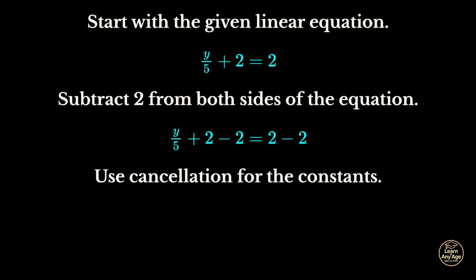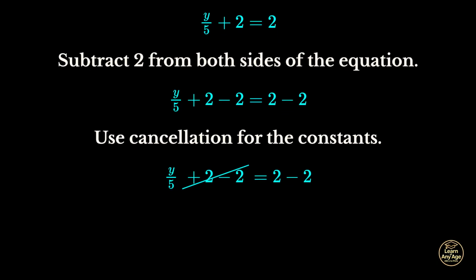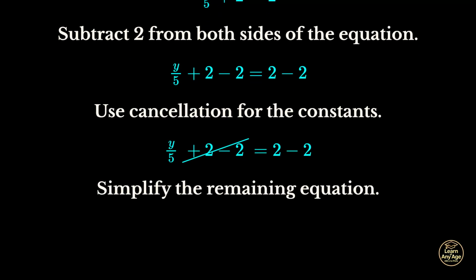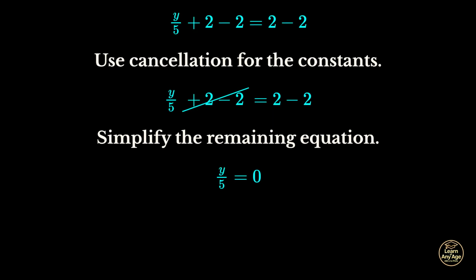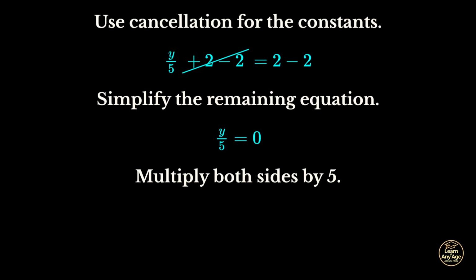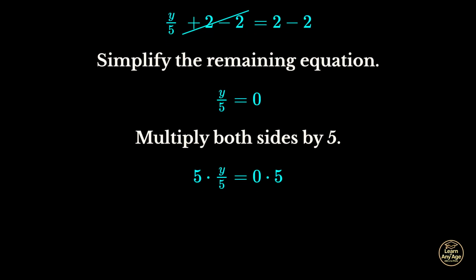Use cancellation for the constants. Y over 5 plus 2 minus 2 cancelled out equals 2 minus 2. Simplify the remaining equation. Y over 5 equals 0. Multiply both sides by 5. 5 times y over 5 equals 0 times 5.